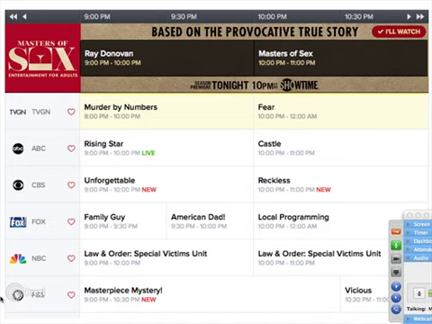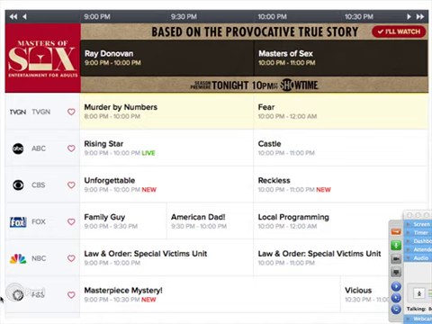Yeah, they don't even try to sugarcoat it or do a smoke screen anymore. I mean, for the love of God, in the upper left-hand corner, you've got sex in this huge word, Masters of Sex across the top. You've got Law and Order or Law and Order Special Victims Unit, not once but twice. Let's see, Fear, Murder by Numbers. It's in the title now. You've got Reckless, Vicious. And this wasn't even something I had to search for. This is just right there every single night.